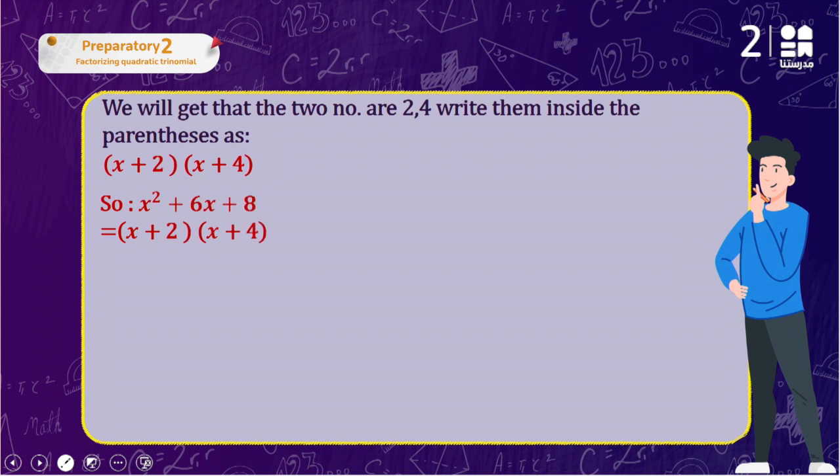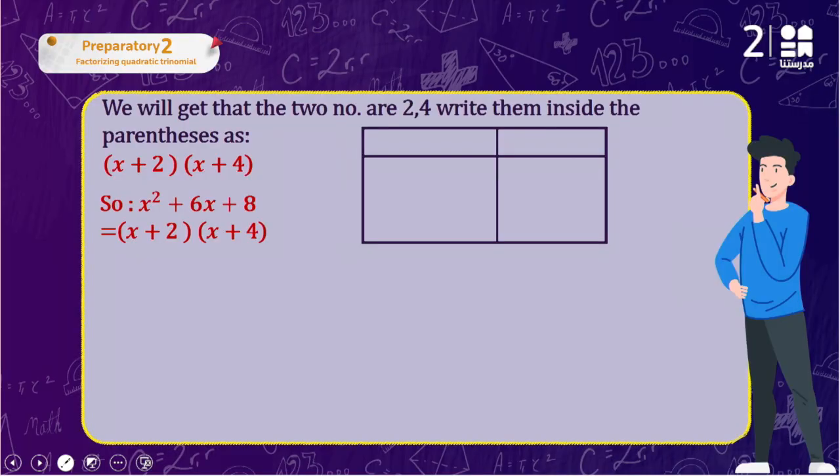Okay? x plus 2, x plus 4. So x squared plus 6x plus 8 can be factorized into x plus 2 and x plus 4. Is it clear? As you see, product 8 and sum 6, we won't find anything other than 2 and 4. Yes, as you see here.